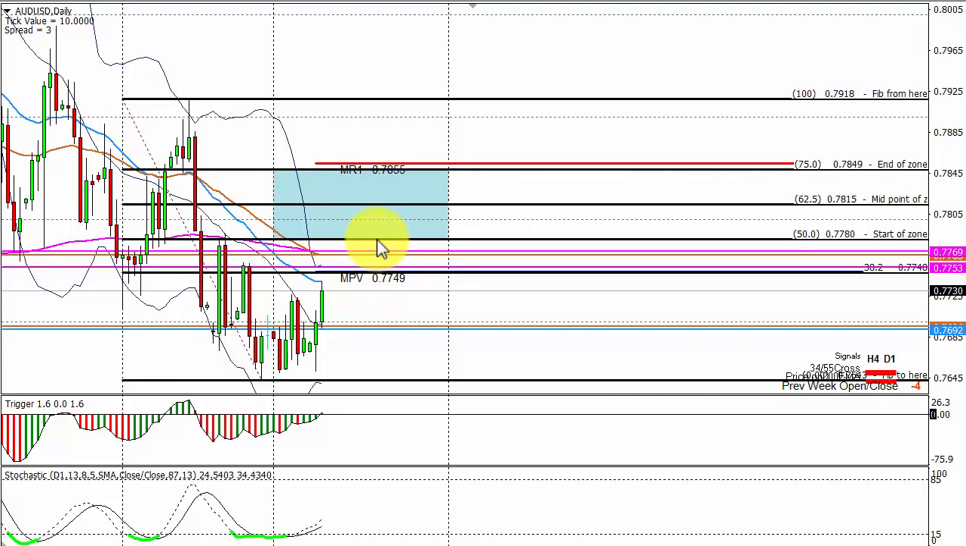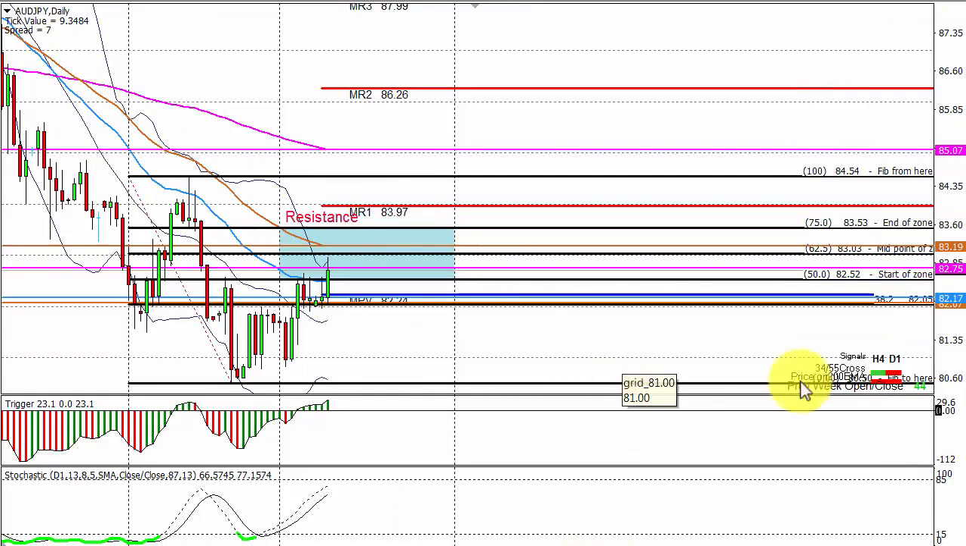Area of interest or the zone 77.80 going up to 78.49. Before we get to the zone, between 77.49 and 77.69, lots of EMAs there, 200 EMA, a 55 and a monthly. So that will be an area of interest for me for possible shorts on the Aussie US dollar.